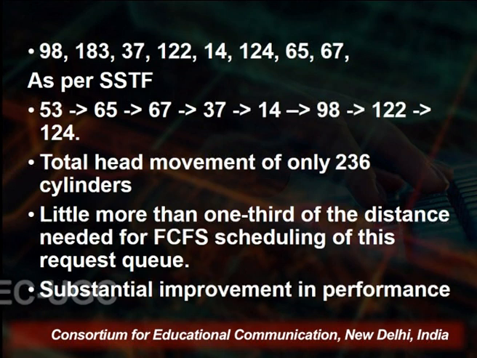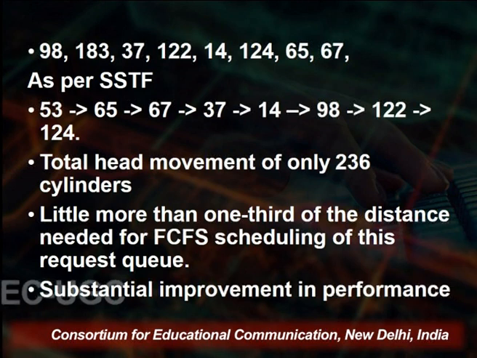So in shortest seek time first, from 53 it is going to look at all the requests. The closest one is 65. After 65, the closest one will be 67. Then 37 is going to give the shortest seek time. Then it should go to 14, then to 98, and then 122, and then 124.